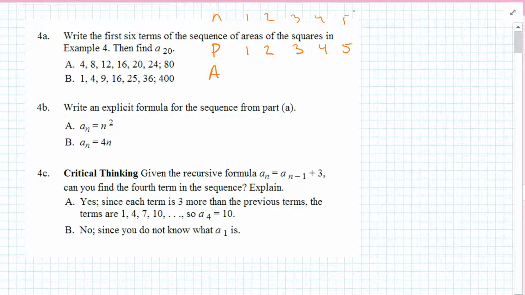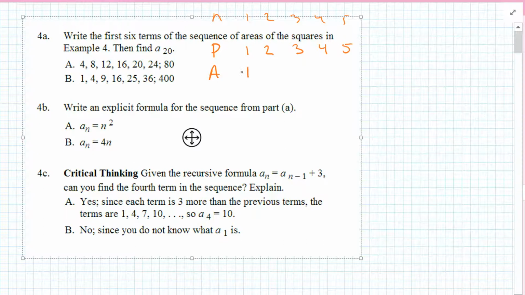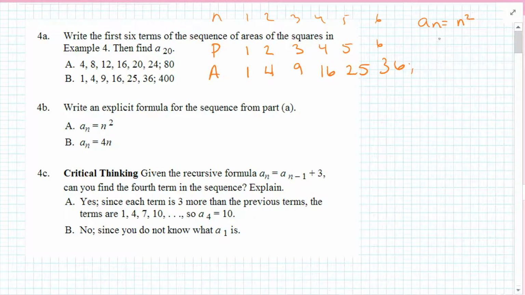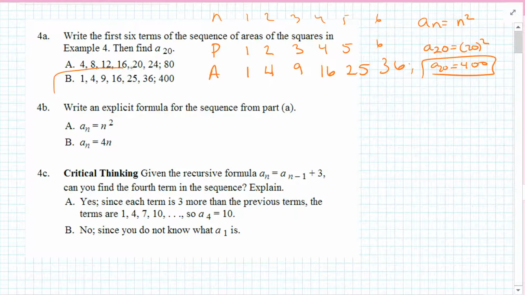So the area of a square 1 by 1 would just be 1 squared, which is 1. The area of this one would be 2 squared, which would be 4. The next one would be 3 squared, which would be 9. The next one would be 4 squared, which would be 16. The next one would be 5 squared, which would be 25. The next one would be 6 squared, so it would be 36. So what are we finding out? All we have to do to find the area a_n is just n squared. So the area for 20 would be nothing more than 20 squared. So a of 20 would be 400. So the answer is B.